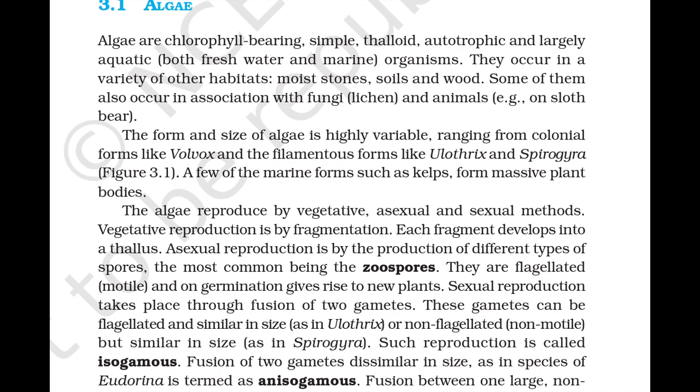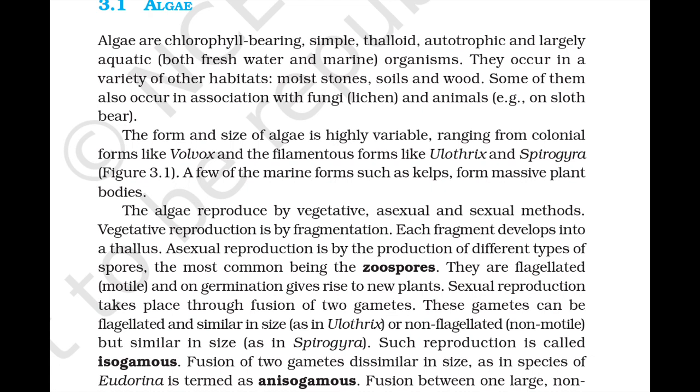The algae reproduce by vegetative, asexual and sexual methods. Vegetative reproduction is by fragmentation. Each fragment develops into a thallus. Asexual reproduction is by the production of different types of spores, the most common being the zoospores. They are flagellated and on germination give rise to new plants. Sexual reproduction takes place through fusion of two gametes. These gametes can be flagellated and similar in size as in Ulothrix, or non-flagellated, non-motile but similar in size as in Spirogyra. Such reproduction is called isogamous.